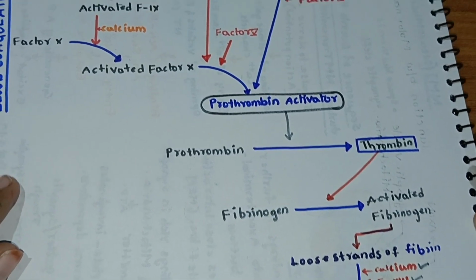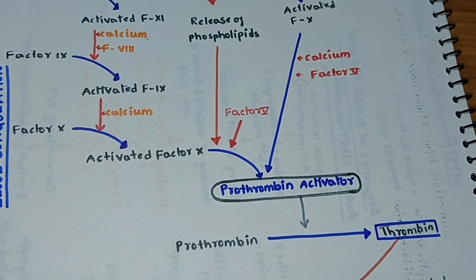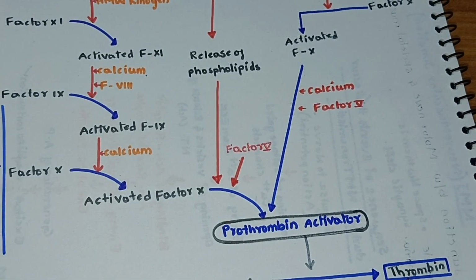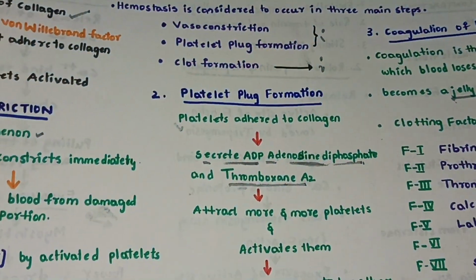Yes, these are the three stages. What are the three stages? Formation of prothrombin activator, conversion of prothrombin to thrombin, and conversion of fibrinogen to fibrin. Yes, this is the complete discussion of hemostasis.